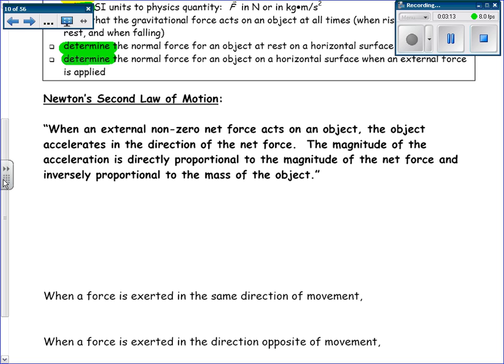Okay. So putting that into kind of proportionality statements, acceleration is directly proportional to the net force. So what that means is a change in the net force provides the exact same change in the acceleration. If you double the net force, you double the acceleration. If you half the net force, you half the acceleration. And then it's inversely proportional to the mass. So if you increase the mass, you decrease the acceleration. So if you double the mass, you're going to decrease the acceleration by a factor of 2. If you quadruple the mass, you're going to decrease the acceleration by a factor of 1 over 4.